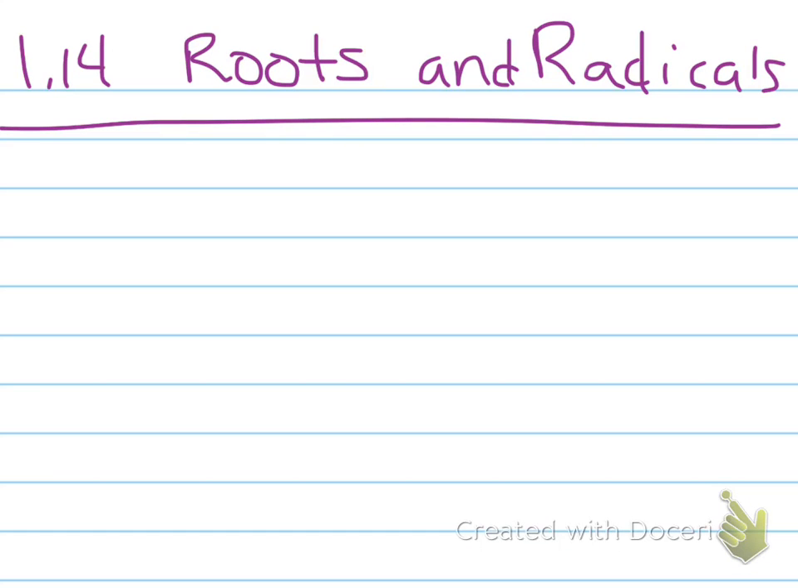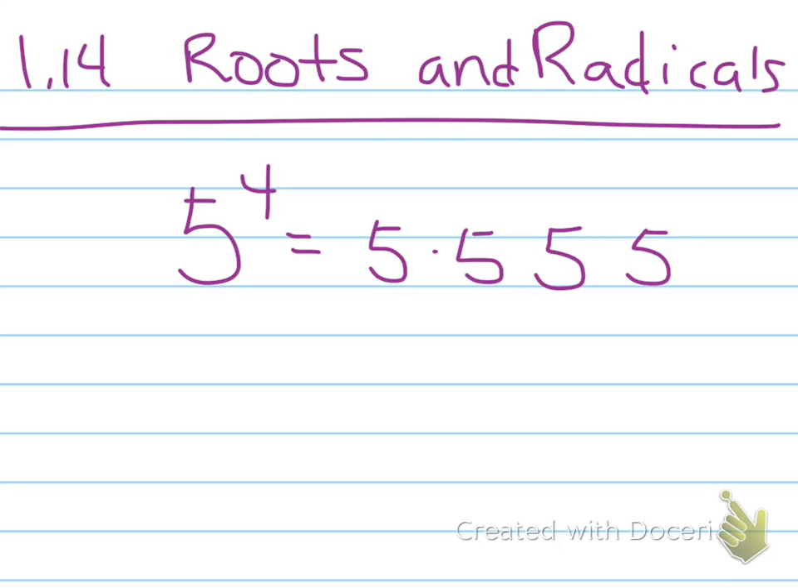When a number is raised to a power, the number is multiplied by itself. So 5 to the 4th, we did this last lesson, means 4 5s. The opposite of raising a number to a power is finding the root of a number, which is breaking it down into its equal factors.